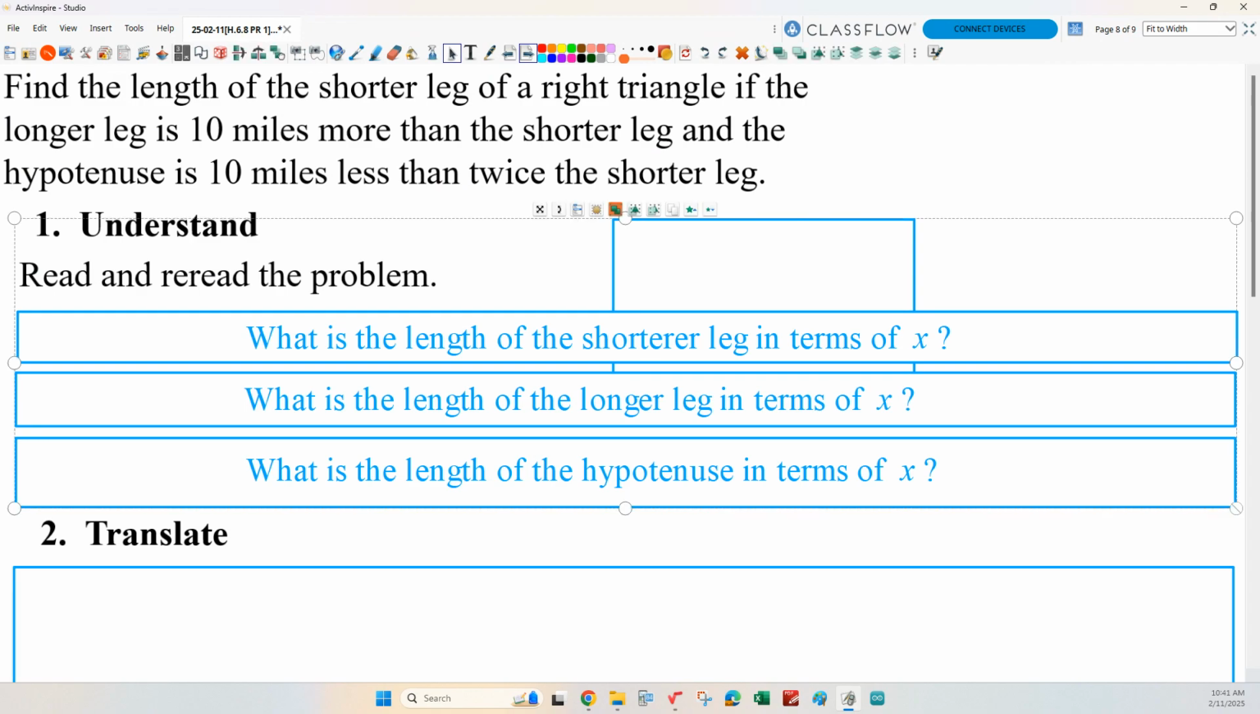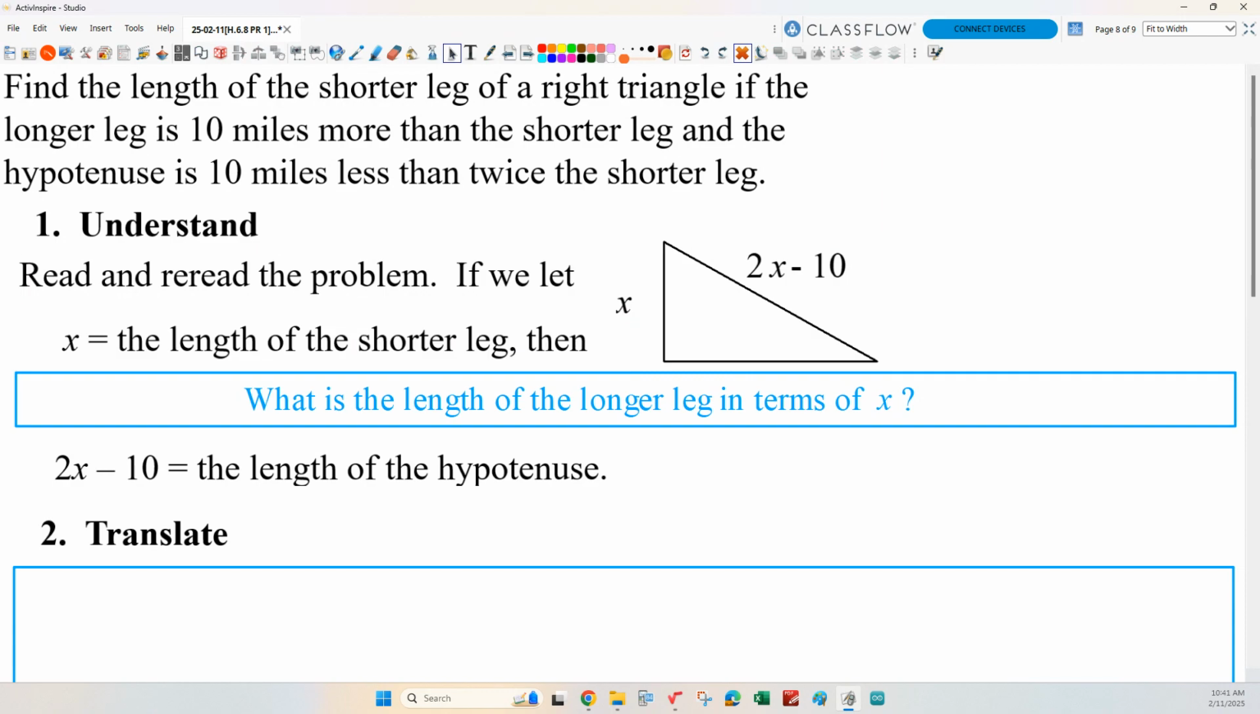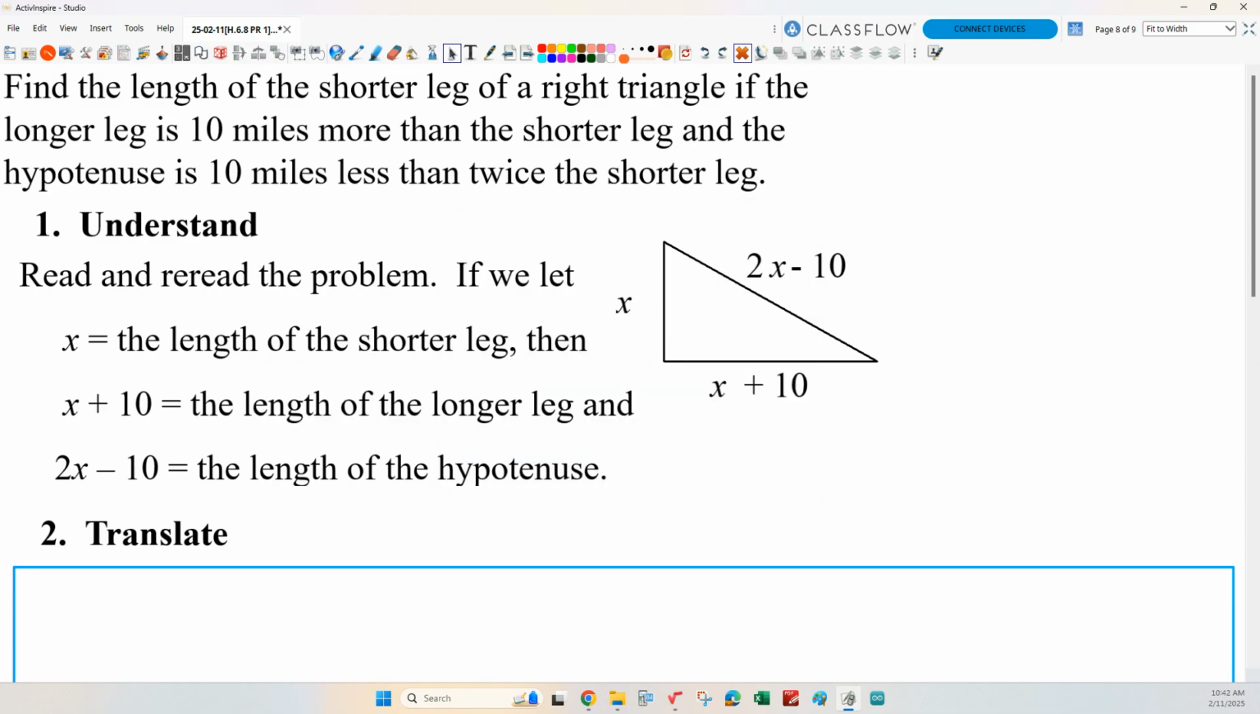Good. Okay, so what's the length of the shorter leg in terms of x? Well, it's x, isn't it? The shorter leg is x. So if that's the case, what's the length of the longer leg? x plus 10. Yeah. And then, of course, the length of the hypotenuse. Hypotenuse is 10 miles less than twice the shorter leg. Well, twice the shorter leg is 2x. 10 less than that means I have to subtract 10 from that, right? 2x minus 10. So there's my triangle.